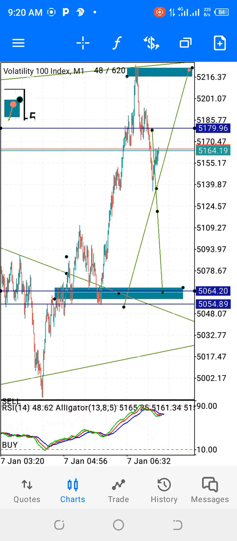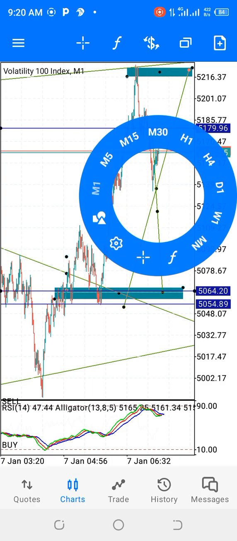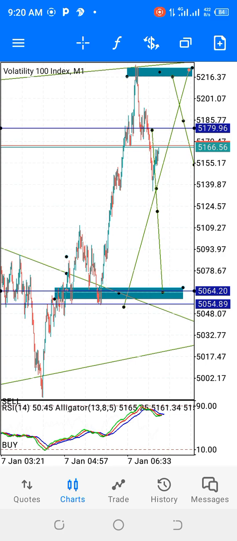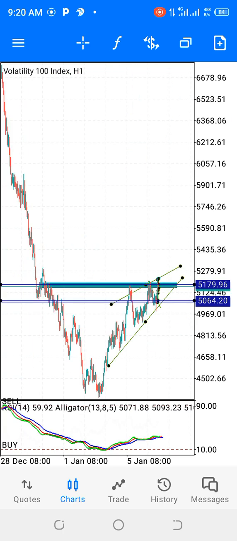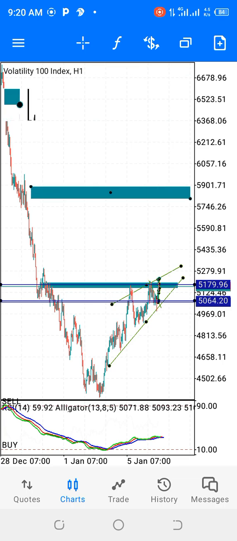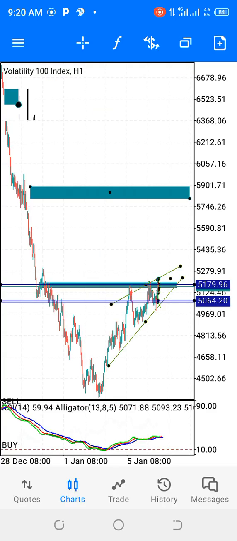People might be comfortable to say it's going there to form a double top, so I enter a sell. No. The higher time frame, especially on H1, is telling us that it is coming to this particular zone, and then it will go up there.